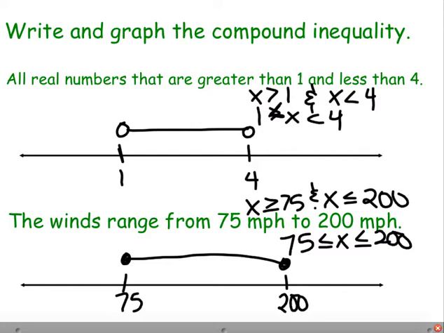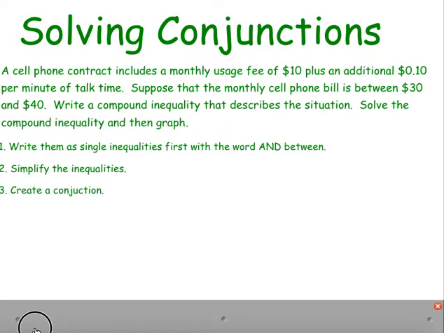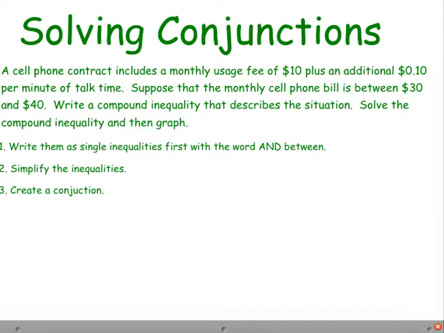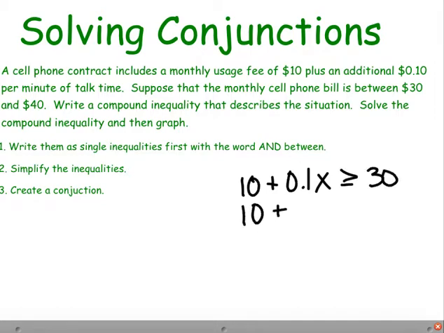Now let's look at a word problem that fits this type of compound inequality. A cell phone contract includes a monthly usage fee of $10 plus an additional 10 cents per minute. We'll use x as our minutes of talk time. Suppose that the monthly cell phone bill is between $30 and $40, meaning that this amount, 10 + 0.1x, has to be greater than or equal to 30, but it also has to be less than or equal to 40.